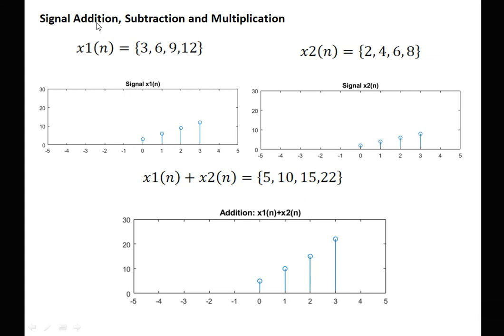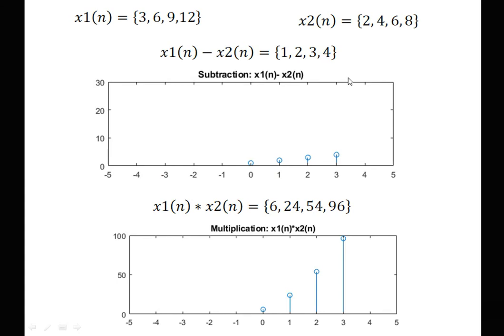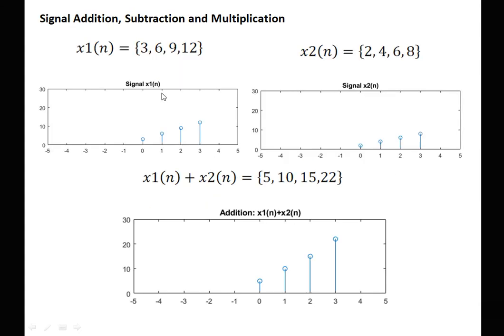Simple operations next are addition, subtraction and multiplication. This is x1 of n, this is x2 of n. If we add, the corresponding values get added. This is subtraction, that is, corresponding values get subtracted. This is multiplication, that is, corresponding values get multiplied. So this is nothing but a simple operation, that is addition, subtraction and multiplication. So this is all about the basic signal operations which generally take place in discrete time signals.